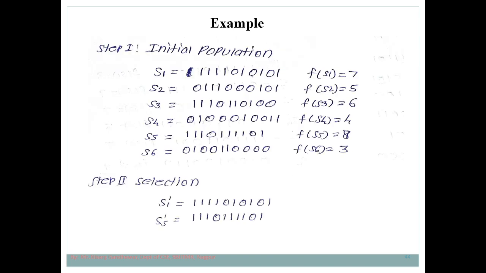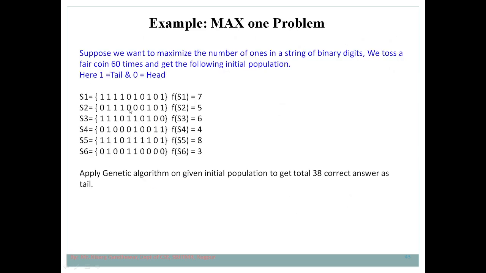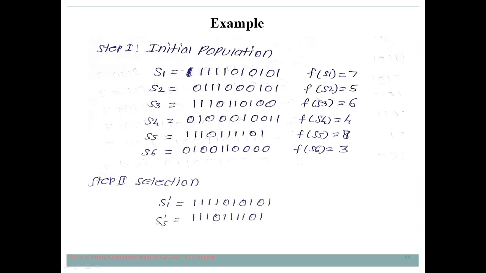So this is the initial population. In step 1, you need to consider the initial population. S1 is written as it is, and here f of S1 is nothing but the fitness value. How is fitness calculated? By the number of ones, because in each and every problem fitness is different. In this case, fitness is how many ones we are getting. 1 means tail and 0 means head. So my problem is to maximize the number of ones, and fitness is evaluated based on the number of ones present in that particular set.